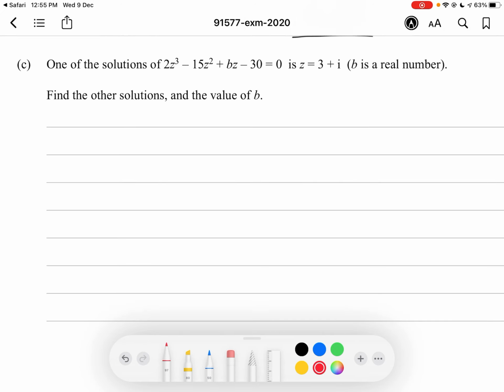One of the solutions for the equation 2z cubed minus 15z squared plus bz minus 30 equals 0 is z equals 3 plus i. b is a real number. Find the other solutions and the value of b. So in this case, if we apply our conjugate root theorem, we know that if z equals 3 plus i is a solution, we also know that z equals 3 minus i is a solution.